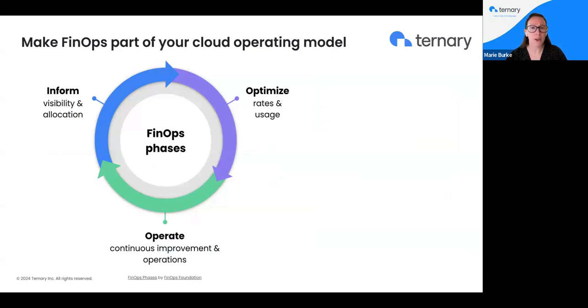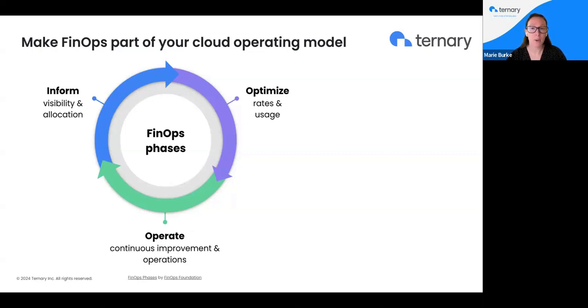Today we're going to walk you through the three phases of FinOps, starting with inform, and really a focus here on understanding who's spending money in the cloud, what they're spending it on, and how you can allocate and appropriately charge back to different teams. We'll also dive into optimization.